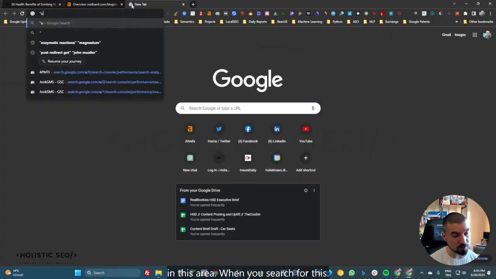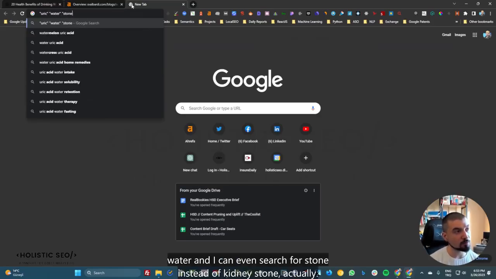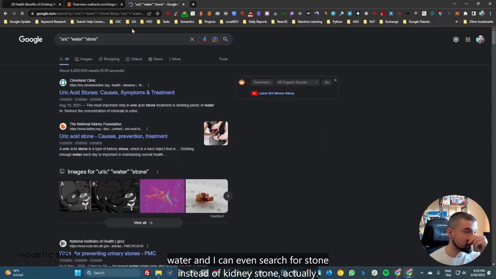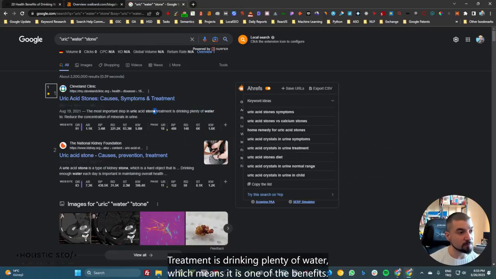If I search for this, uric, let's say, water, and I can even search for stone instead of kidney stone actually. And here we have uric acid stones, symptoms and the treatment, and water is also here. Treatment is drinking plenty of water, which means it is one of the benefits.